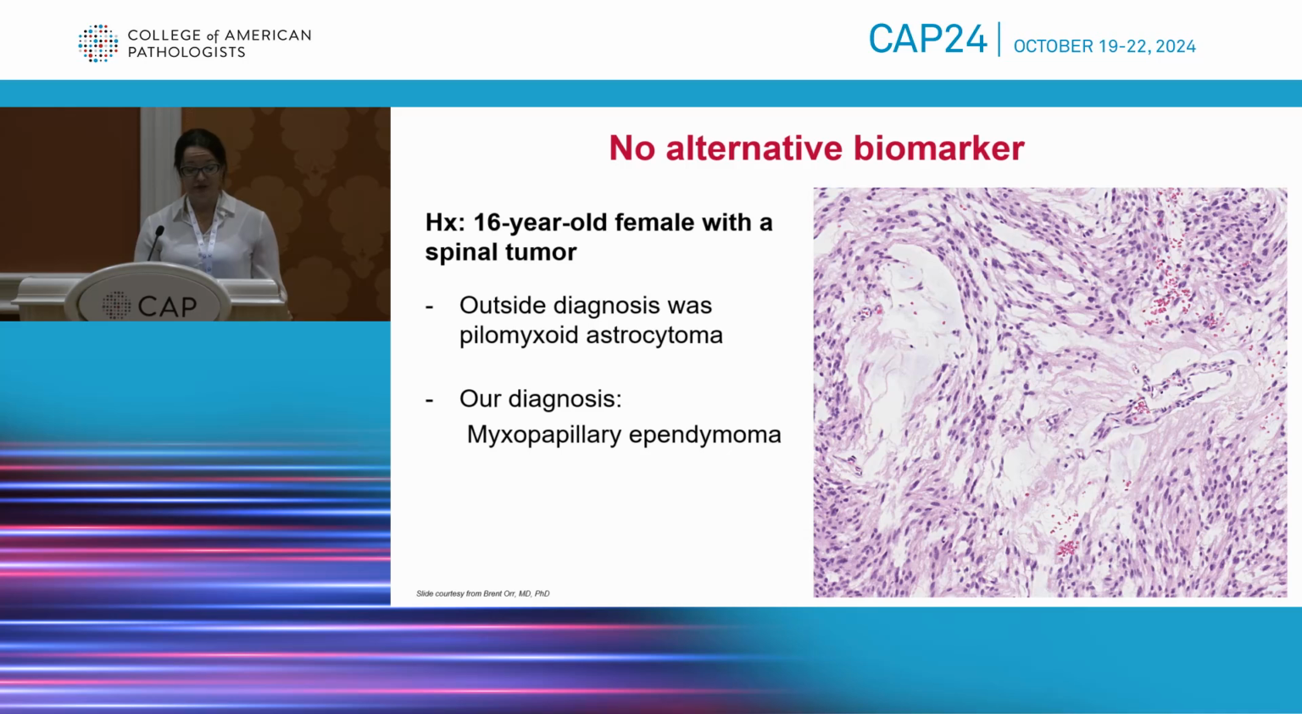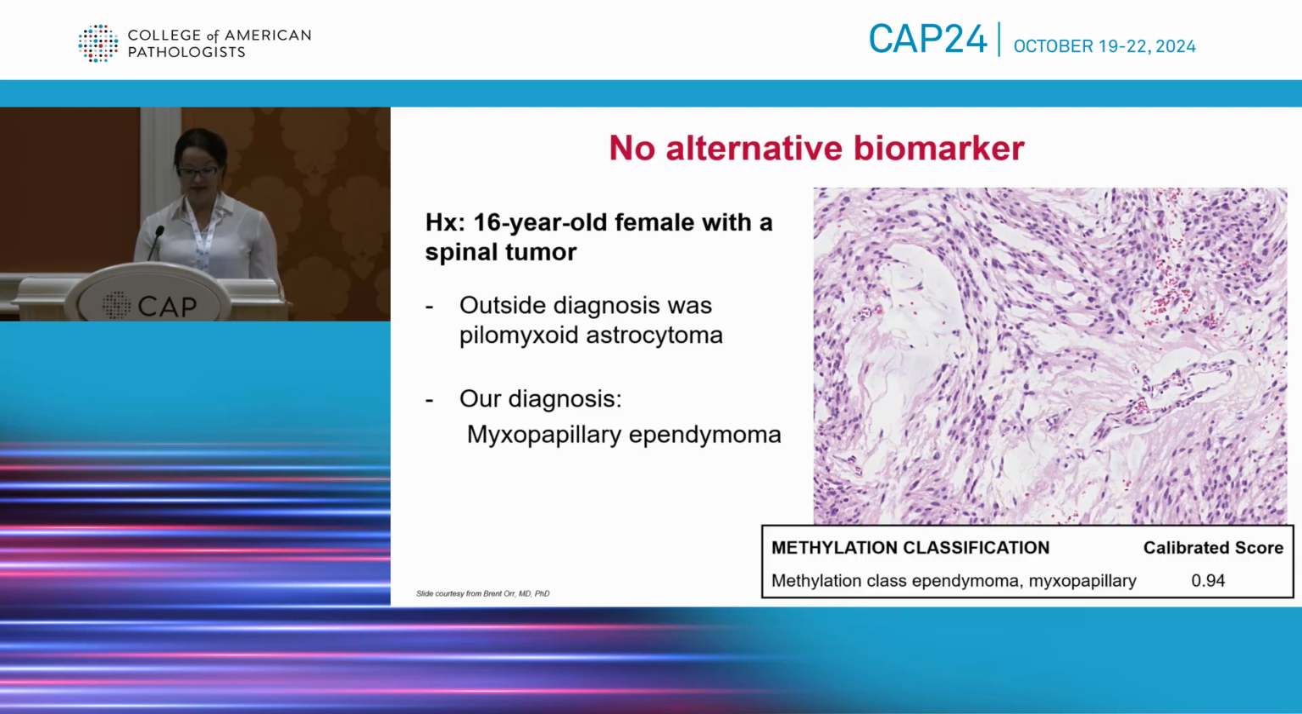Another good application is when you don't have any other alternative biomarker. You don't have another molecular test or IHC that can really help you tease out between different diagnoses. So in this one, there was a conundrum between this being a pilomyxoid astrocytoma versus a myxopapillary ependymoma, and based on the DNA methylation classification, we were able to come up with the final diagnosis of myxopapillary ependymoma.